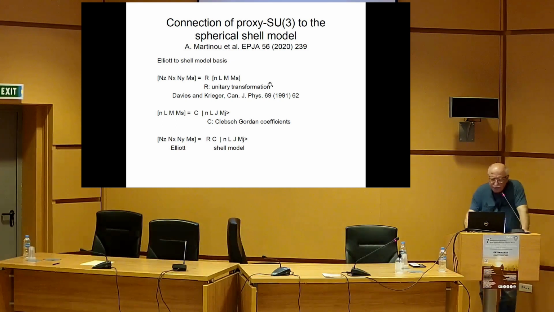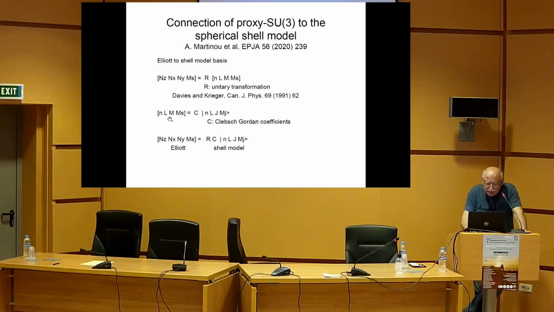The next step was to justify the proxy-SU3 in terms of the spherical shell model. This has some mathematical procedure behind it. You first connect the Elliott SU3 shell model to the spherical shell model basis. This is a well-known way to do that, through a unitary transformation.